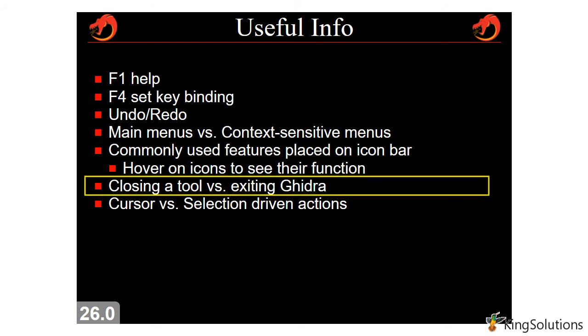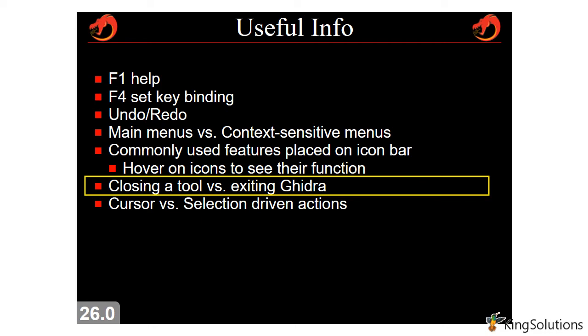Closing a tool versus exiting Ghidra. To close a tool, either click the X at the top right of the tool or use the File Close tool action. To exit Ghidra, choose File Exit Ghidra, from any tool or the project manager. Alternatively, click the X at the top right of the project manager. Note, you do not need to close your tools before exiting Ghidra.